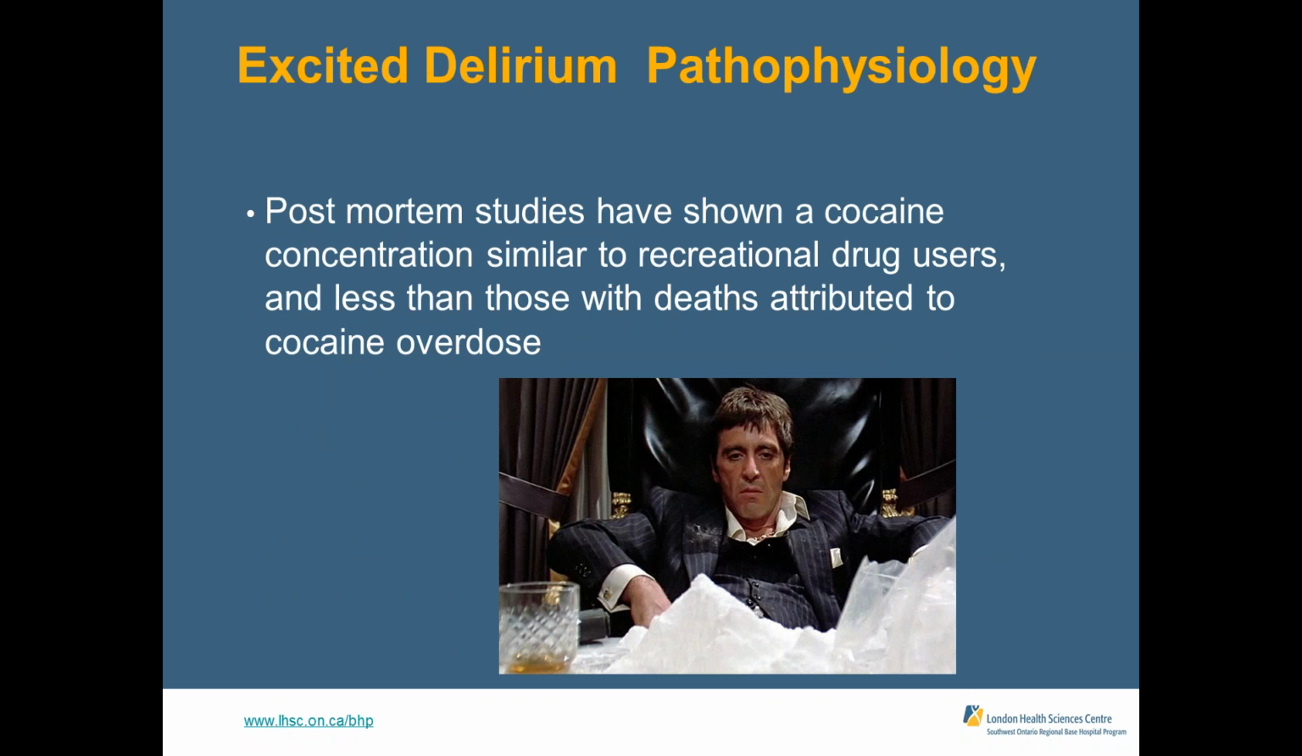And it doesn't seem to be dependent on the amount of drugs they're taking. They've looked at post-mortem studies in patients who have died, and this was looking at cocaine, but again, it can be a number of different sympathomimetics. And this one study found that these patients had a cocaine concentration similar to people who have used recreationally, but less than those who have died because of a cocaine overdose. So it's not that they're overdosing on these medications. So yeah, it's definitely not a dose response, where the more you take, the more likely you are to have excited delirium. So, potentially a genetic component, that some people are just genetically more predisposed to this. Again, not understood fully at this time.